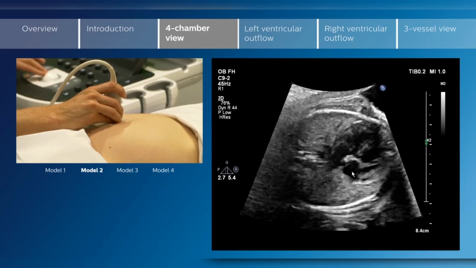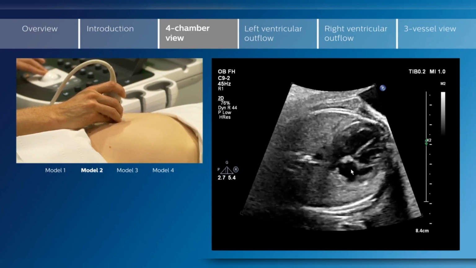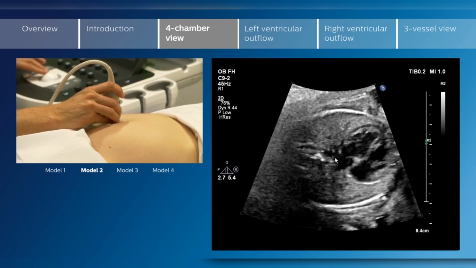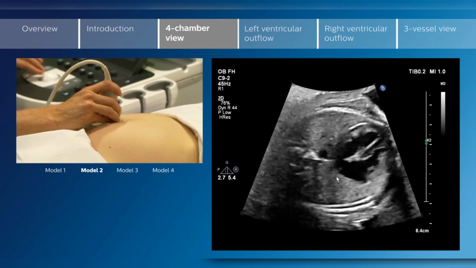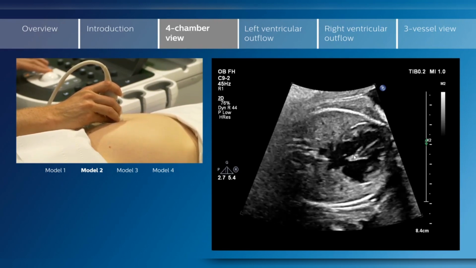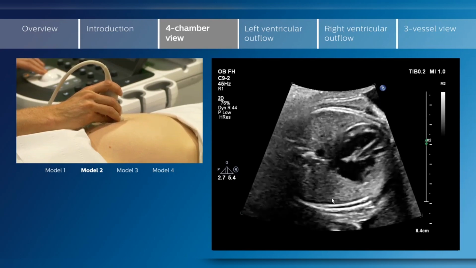There is a natural communication between the two atriums in this position, known as the foramen ovale, and there is usually a hint of the pulmonary veins draining to the back of the left atrium. Both of the tricuspid and mitral valves should be seen to open freely, and both ventricles should contract dynamically.